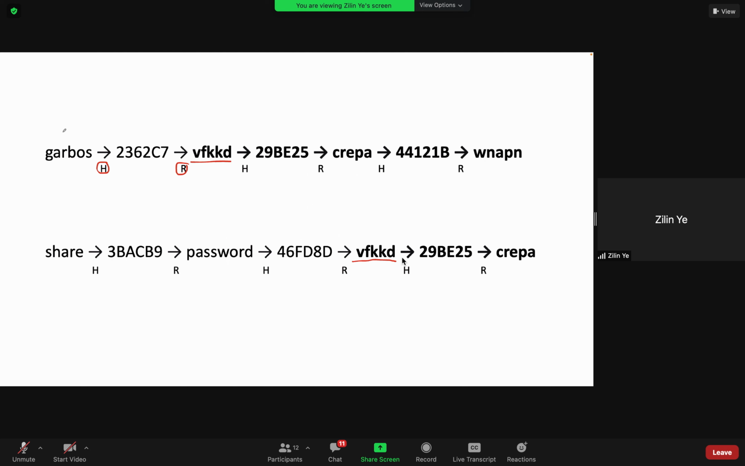Why is that? Still remember we are only storing the head and the tail of each hash chain. Just by looking at this, can you tell me, if I have a chain that starts from garbles and ends with WNAPN, and I have another chain that starts with share and ends with Kripa, can you tell me if they have a collision in between them?